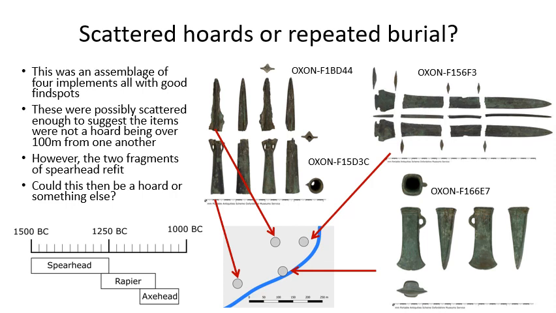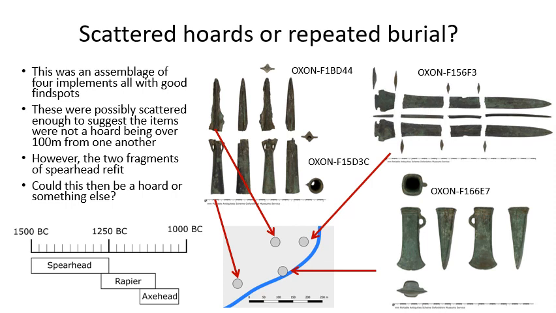Now, you might say, well, look, the rapier and the socketed axe head fragment are really close to the spearhead tip. Maybe this is a disturbed hoard. But when we look at the chronology of these items, we actually notice that while the rapier overlaps both the spearhead and the axe head, they're actually quite different periods.